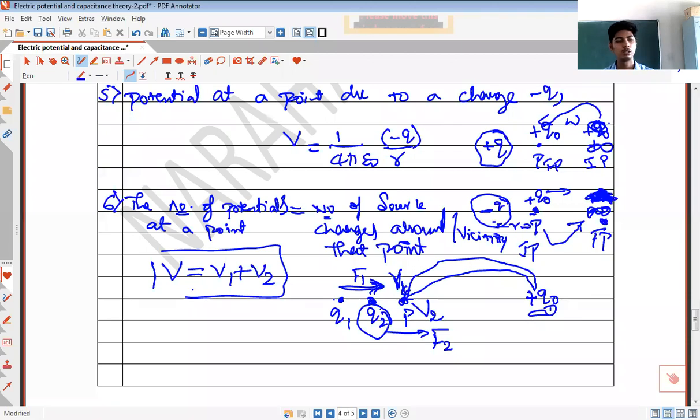Right, so the number of potentials at a point will always be equal to the number of source charges present in the vicinity of that point.